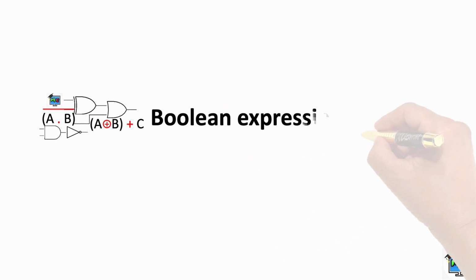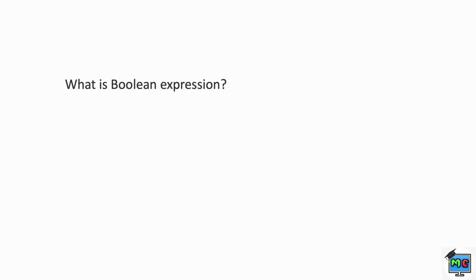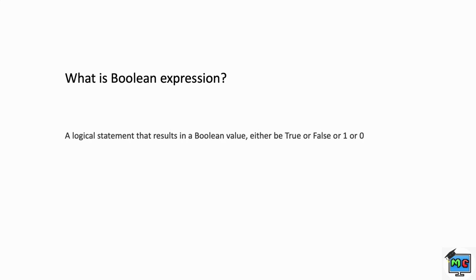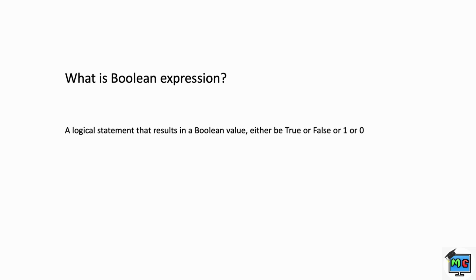Right. So now that we've learned all the logic gates, all the different logic gates that we wanted to learn, we're going to learn a new topic called Boolean expressions. Does anyone remember what is a Boolean expression? Yes. Basically, a logical statement which you get true or false, or 1 or 0. That's right. So a logical statement that results in a Boolean value, either true or false, or 1 or 0.